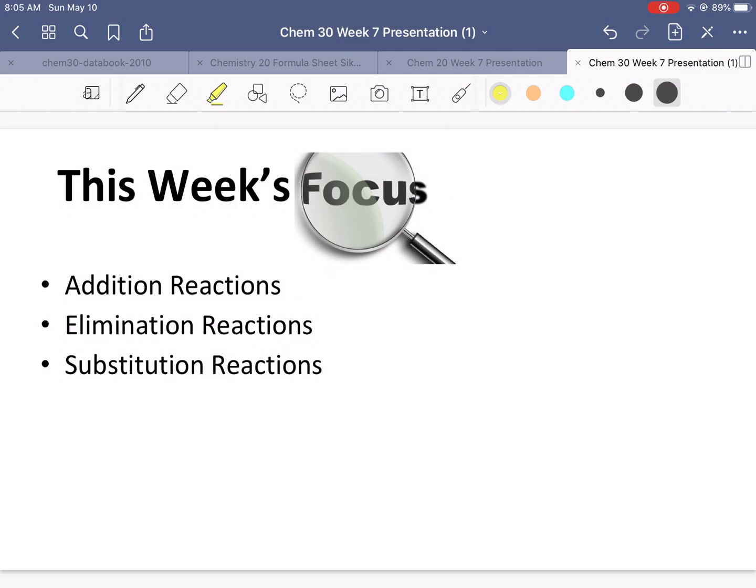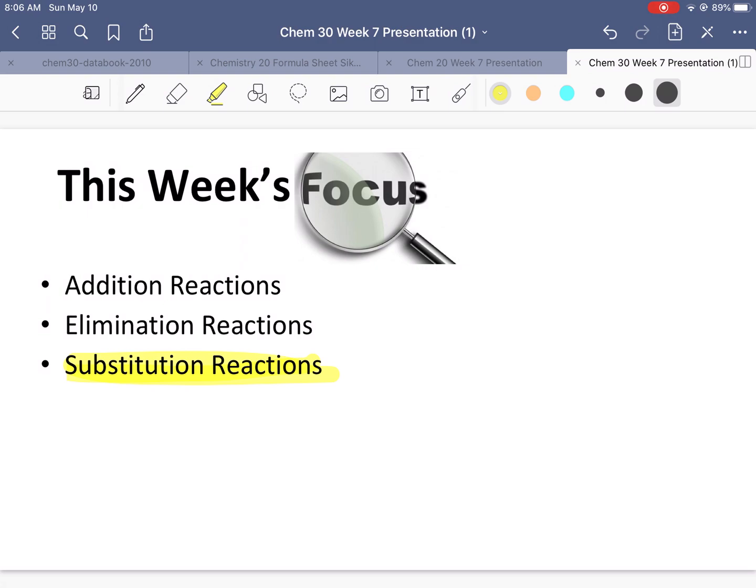Hello again. Moving on in Chem 30 to another type of organic chemical reaction. We're going to do substitution reactions next. I know they're third in my list, but they are the next ones in your notes. So addition is pretty logical. We took two different things, added them together, and ended up with one singular entity.